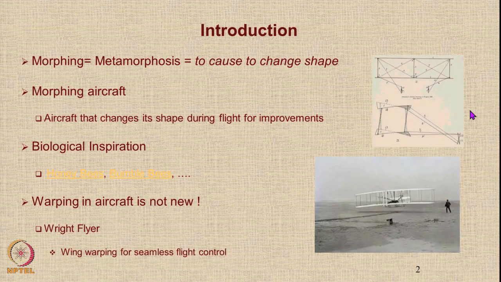The Wright Flyer employed warping for seamless flight control, as you must have seen in the video clip also, and you can also see in this image which shows that the controls were such that the tips of the wing were warped to give the action that we get from the ailerons, that is the roll control.